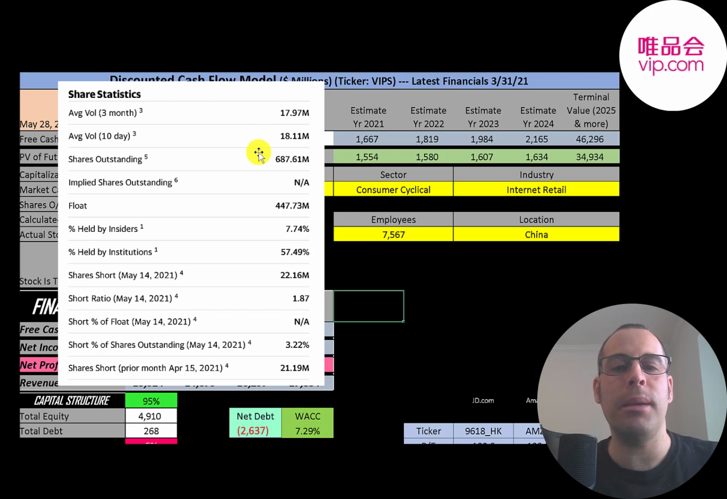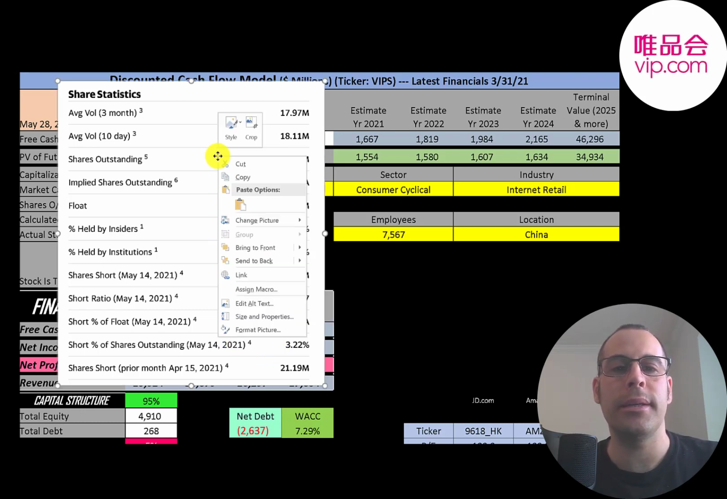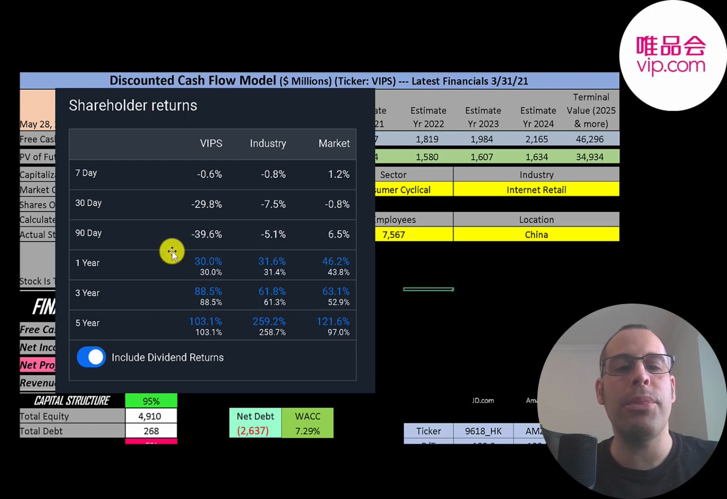Of the 688 million shares outstanding, 448 million are on float. 57% are held by institutions, and 3.2% of the shares are shorted. In the past year, this stock has gone up 30%, while its industry went up 32%, and the market went up 46%. In the past 3 years, the stock has gone up 89%, its industry is 62%, and the market 63%. In the past 5 years, this stock has gone up 100%, its industry 259%, and the market 121%.